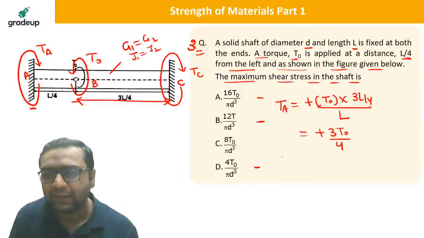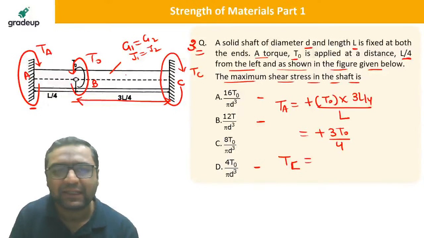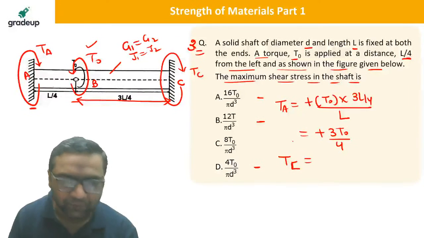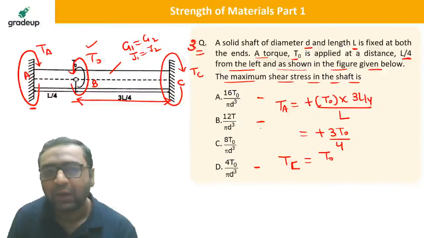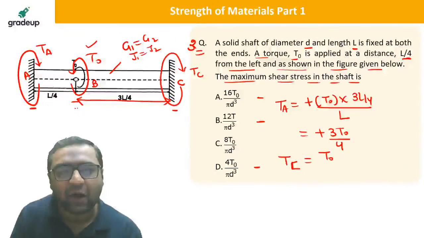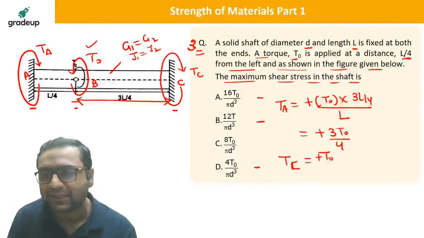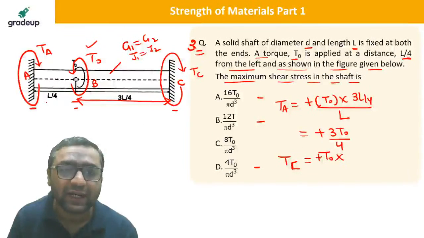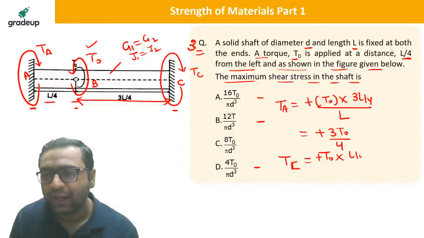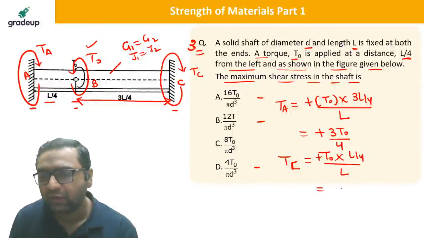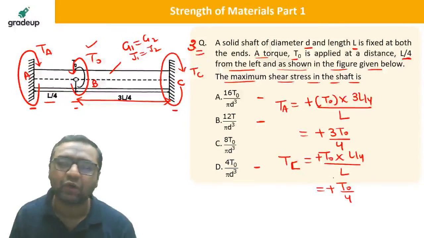Okay, and similarly you can write TC. When you write TC, the applied load is T naught torque, so you will write here T naught, and again they are in opposite direction, so you will write the plus sign. The distance from the opposite end this time is L by 4 and the total length is L. So you will get it as T naught by 4. Yes, this is plus T naught by 4.